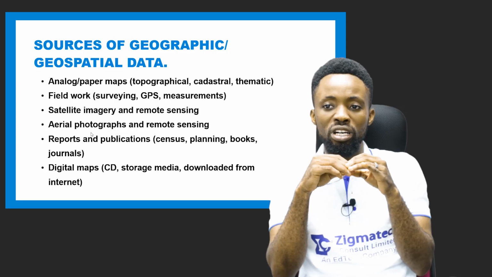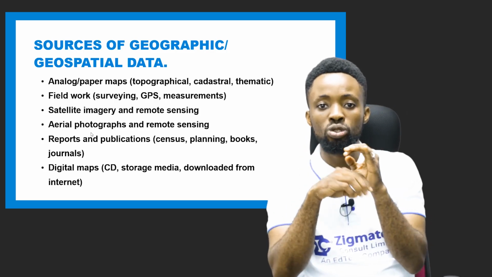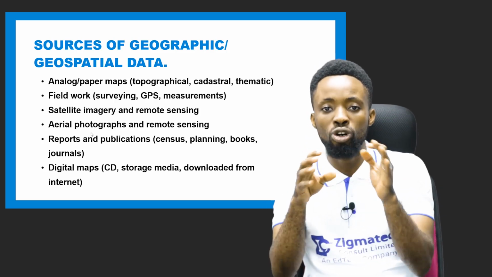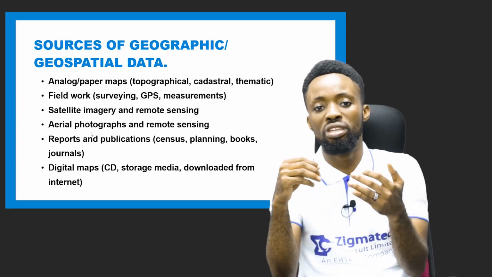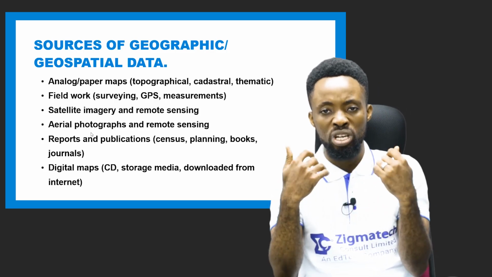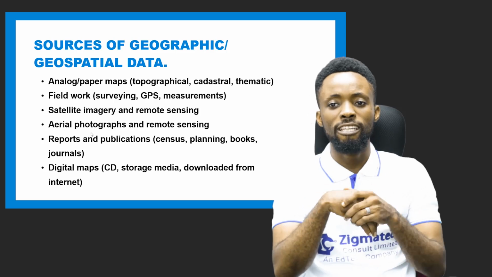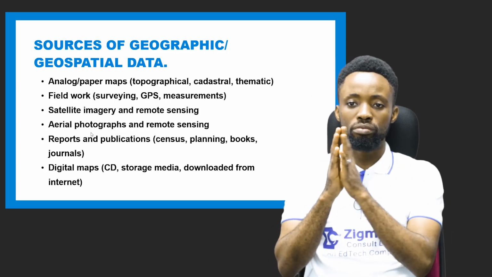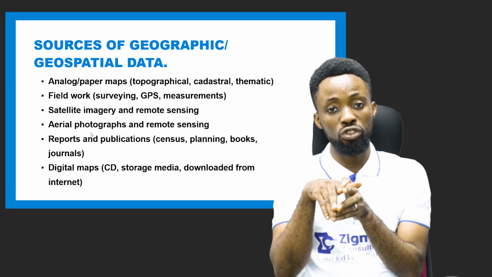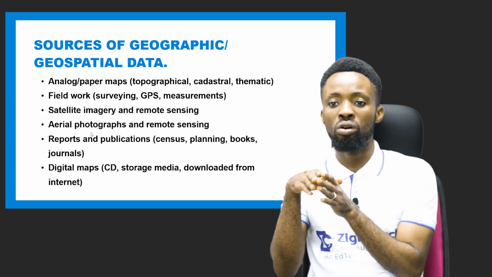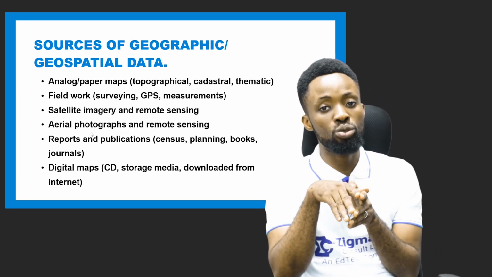With the help of GPS, we can easily locate places, or locate objects or people or things on the surface of the earth. So it's a source of GIS data. Then the next source of geographic data is called satellite imagery or remote sensing.